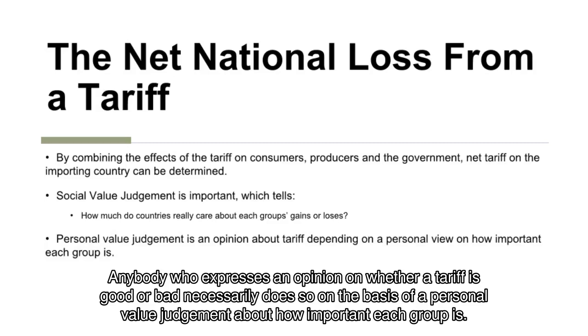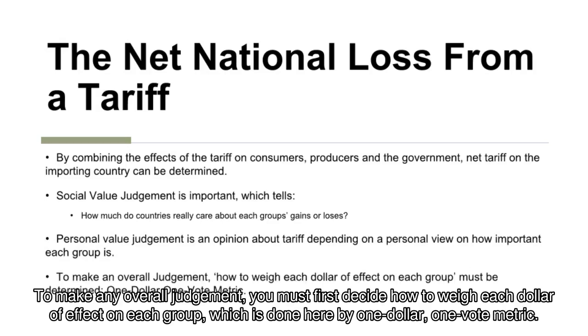Anybody who expresses an opinion on whether a tariff is good or bad necessarily does so on the basis of a personal value judgment about how important each group is. To make any overall judgment, you must first decide how to weigh each dollar of effect on each group, which is done here by the $1, one vote metric.